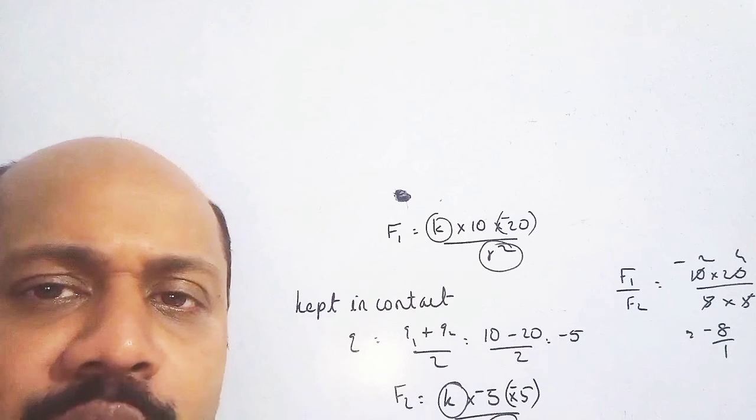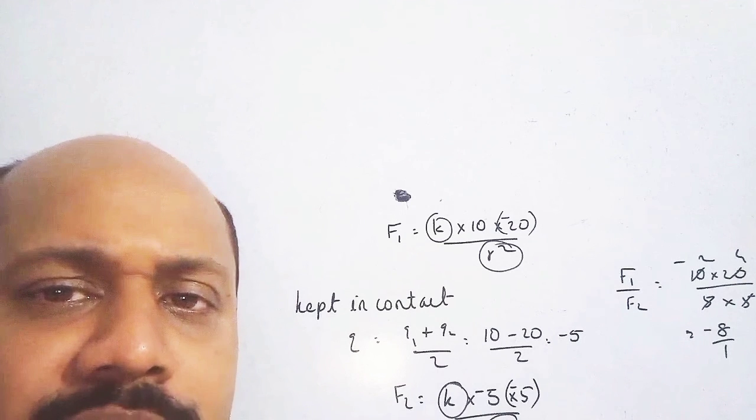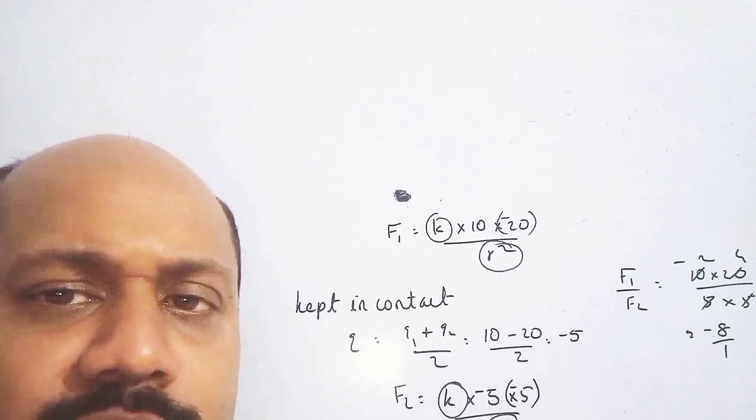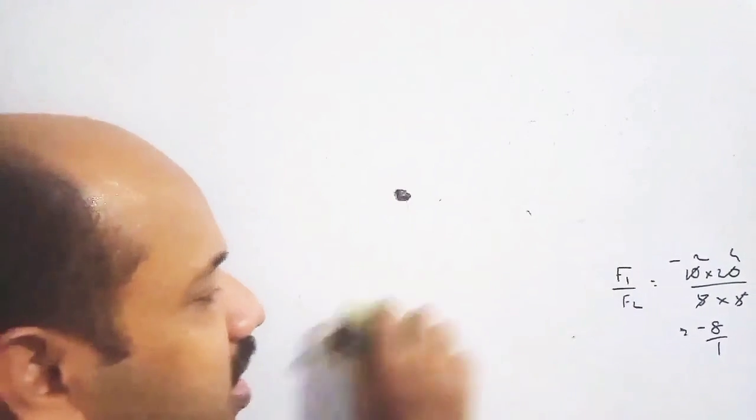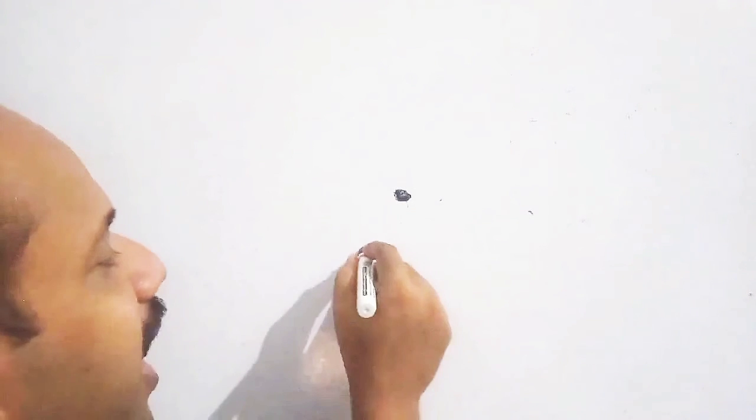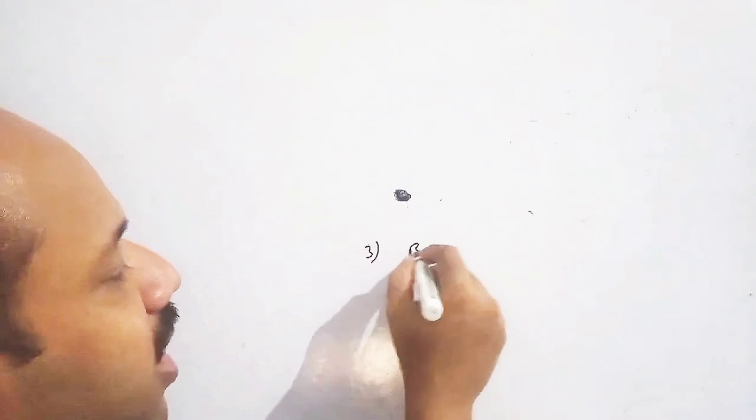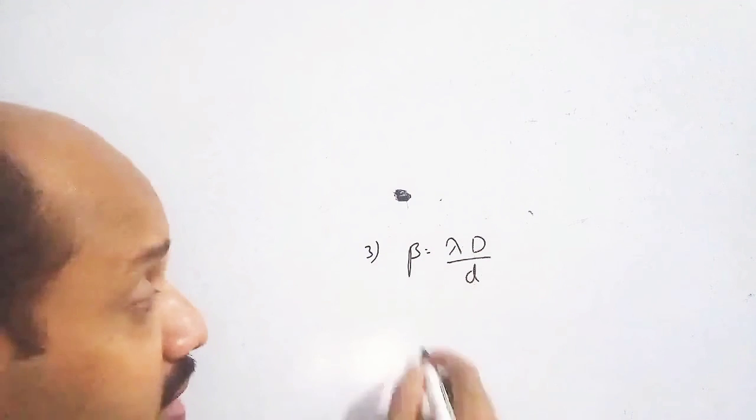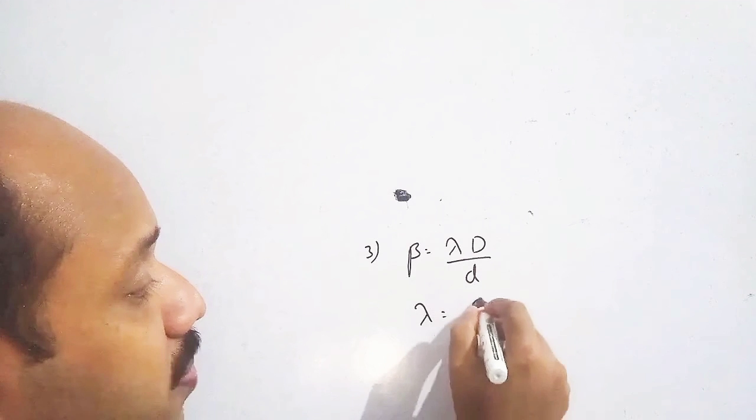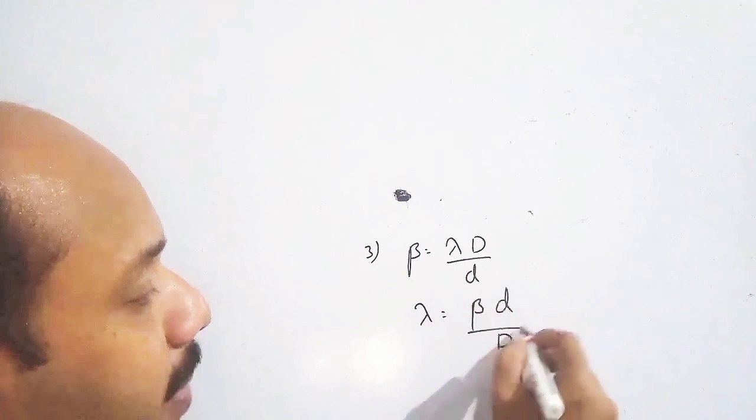Now the third question. The distance between two coherent sources is 0.1 millimeter. The fringe width on the screen 1.2 meter away from the sources is given. The wavelength of light will be? That is Young's double slit experiment. In the two slit experiment, I am going to take the fringe width as beta. Beta is equal to lambda D by d. We have to find the wavelength, so lambda is equal to beta small d divided by capital D.